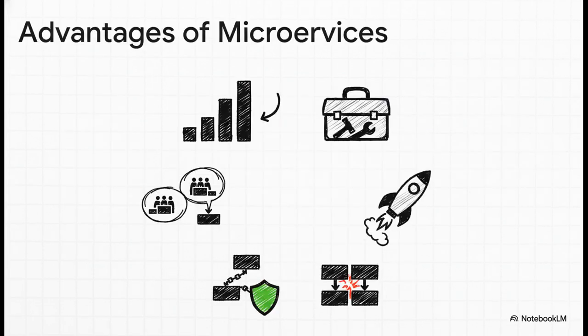For starters, it's way more scalable. If that online store gets a massive wave of shoppers for a big sale, they don't have to scale the entire website. They can just beef up the payment service. And if that recommendation service happens to crash, well, the rest of the site keeps on chugging along just fine.